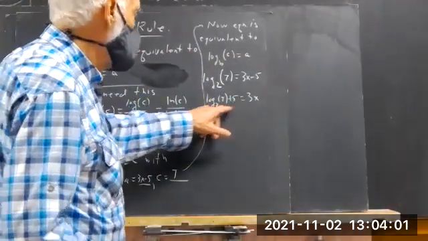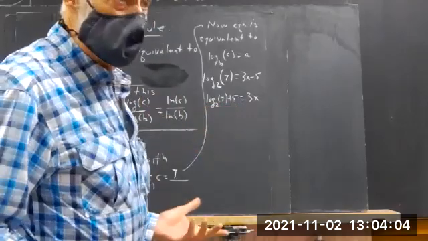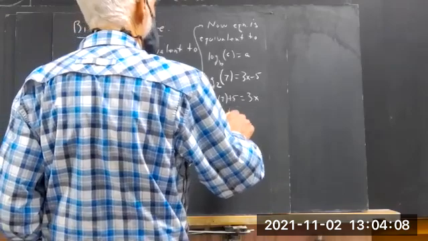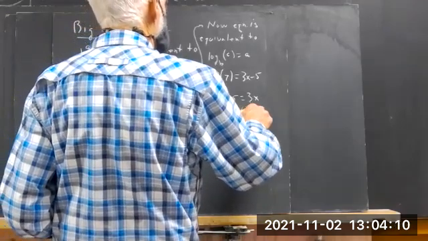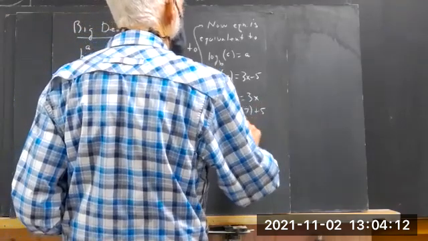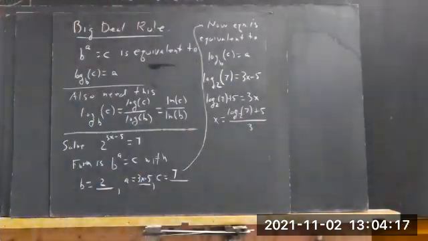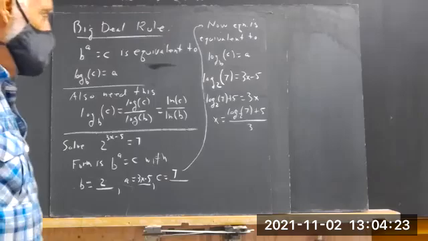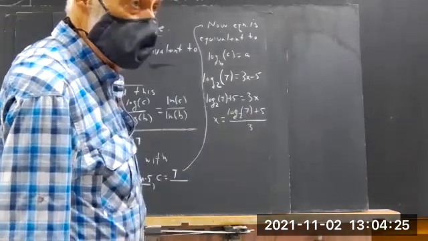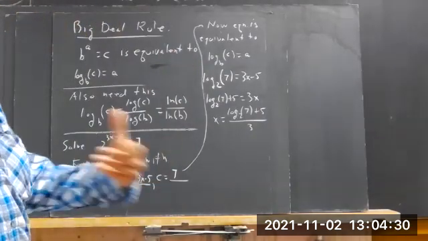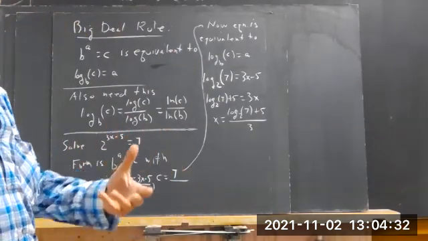Okay, so then what do we do? We divide both sides by 3, right? So x equals log base 2 of 7 plus 5, divided by 3. Make sense? Now the question is, okay, what's log base 2 of 7? There are 2 ways you can get an approximate value of log base 2 of 7.